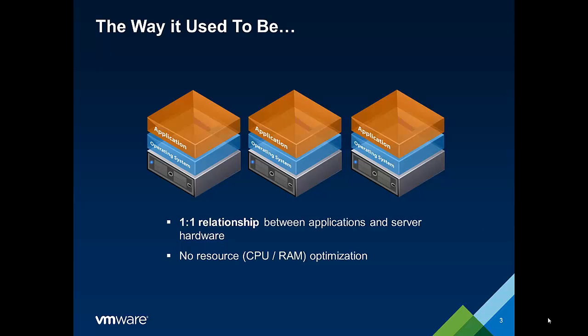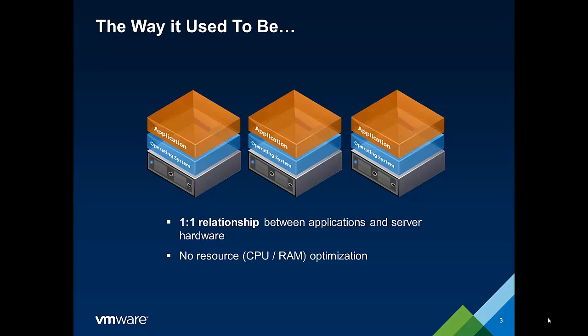In the past, we were used to a one-to-one relationship between our applications and our server hardware. And what I mean by that, like the picture depicts here, is you have a physical server. We load an operating system on it, say the Windows Server 2008 operating system, and then we would load an application on top of that. So there's this one-to-one relationship between the physical hardware, the operating system and the application.